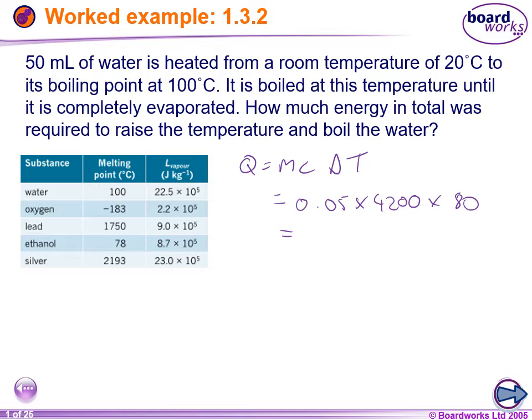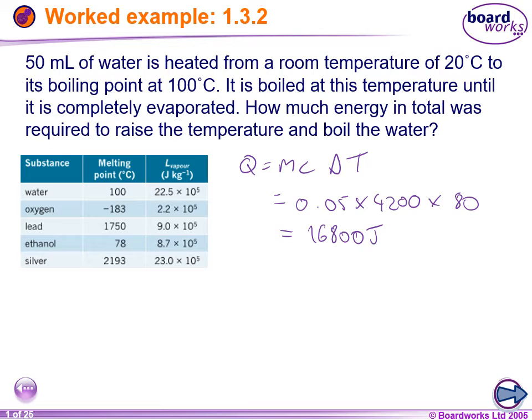So we get 16,800 joules. So that's the amount of energy just to change the temperature from 20 to 100. Now we need to work out the amount of energy to evaporate it. Okay? Now, we are going from liquid to gas, so this is our vaporization latent heat.